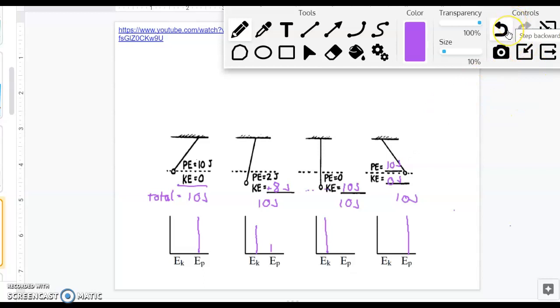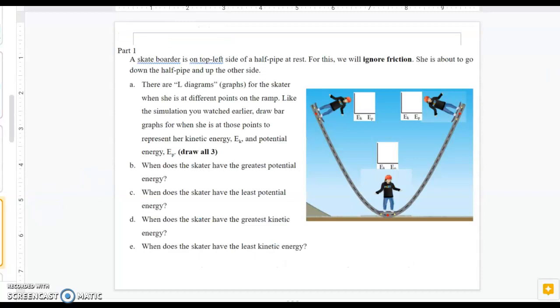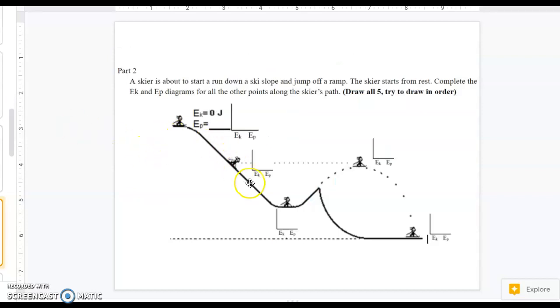What you'll do with your assignment is draw L diagrams for different situations. One is going to be for the skater as they go along that track from one side to the other, keeping track of their potential and kinetic energies. And if you need to go back to the simulation, you can go back and check that out. But you're going to draw 3 diagrams, this one, this one, this one, and you show it on your paper and take a picture of it, along with this next one with a skier that's going down the slope. I'll get you started on this one.